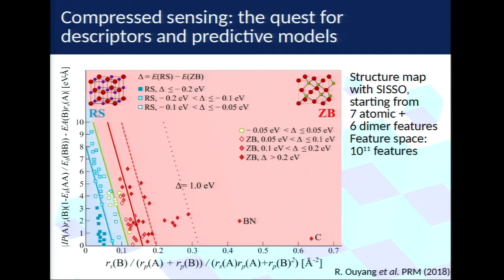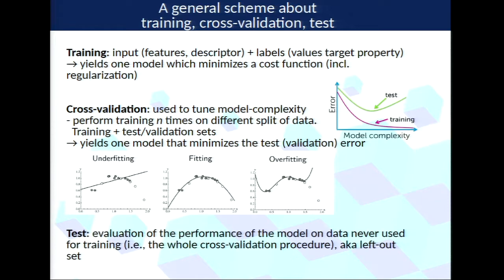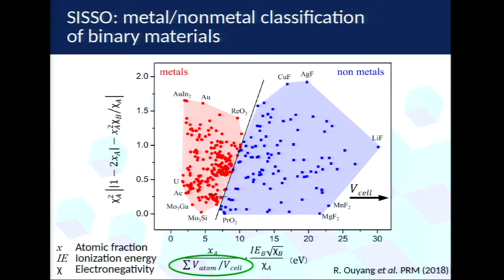I want to show only one other application in which I can show a little bit better that the descriptor, okay, I have to skip a few things, that the descriptor can be used to make new predictions, guided new predictions, not just sampling randomly. So this was an application in which we found a descriptor to classify metals versus non-metals in binary materials. So we had this almost perfect separation, honestly. These are experimental data points, so they almost don't count, because there is some uncertainty whether some materials are really in the ground state or not.